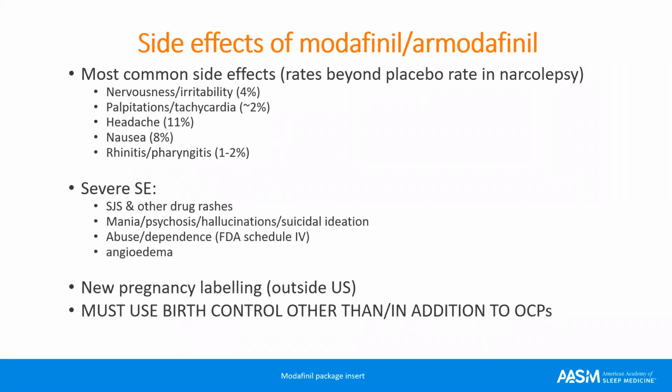Side effects to think about are irritability, nervousness, anxiety, palpitations, headache, nausea, rhinitis. Modafinil and armodafinil are associated with very severe drug rashes like Stevens-Johnson, especially in kids. Rarely things like mania and psychosis. They're Schedule 4 by the FDA, so there is some risk of abuse and dependence, and they can cause angioedema. Modafinil and armodafinil interfere with hormonal birth control, making it less effective.